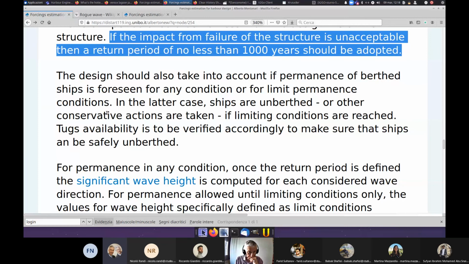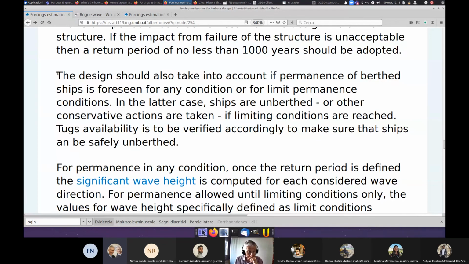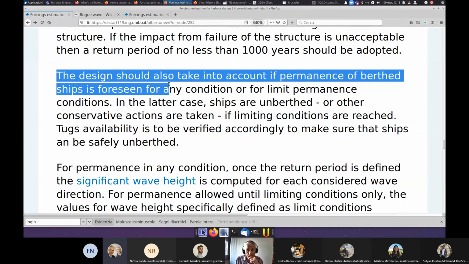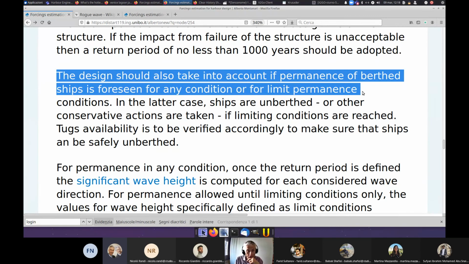Okay, and the design should also take into account if permanence of berthed ships is foreseen for any condition or for limit permanence condition. What does this mean? It may happen that you have a regulation in the port that prescribes that ships are unberthed if an extreme event occurs. And of course, you have to check if tugs are available.